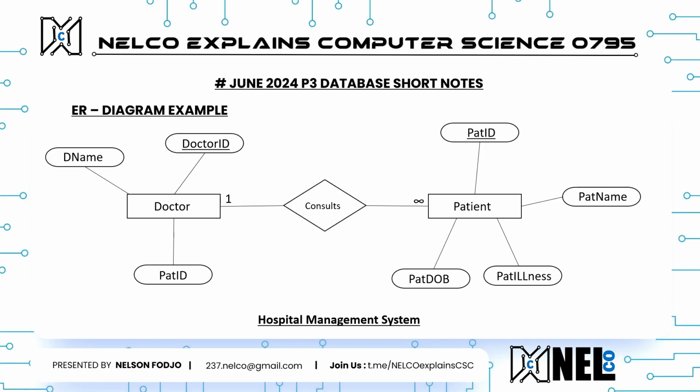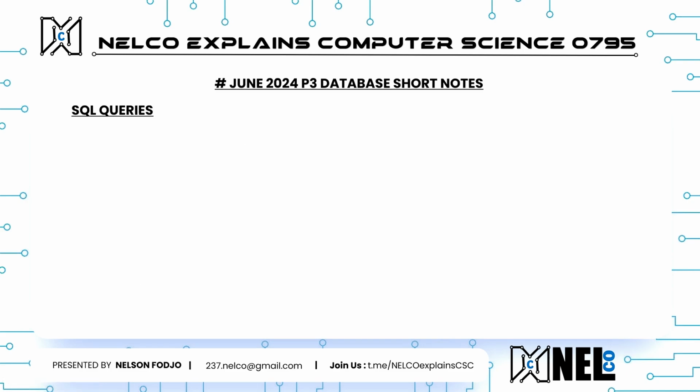Now, as relationship, the relationship that exists between the doctor and the patient is consult. Usually the words you put here can just be verbs, the verbs that can tell us what relates doctors to patients. It can be consult, it can be treat, or whatever. The relationship here, I chose it to be a one-to-many relationship, meaning one doctor consults many patients. Good. So that's it. We go to SQL queries.